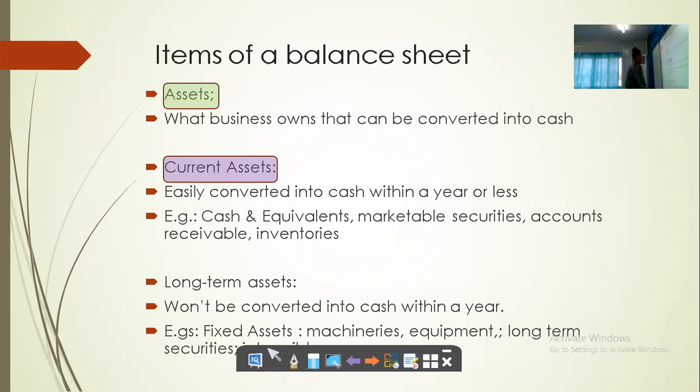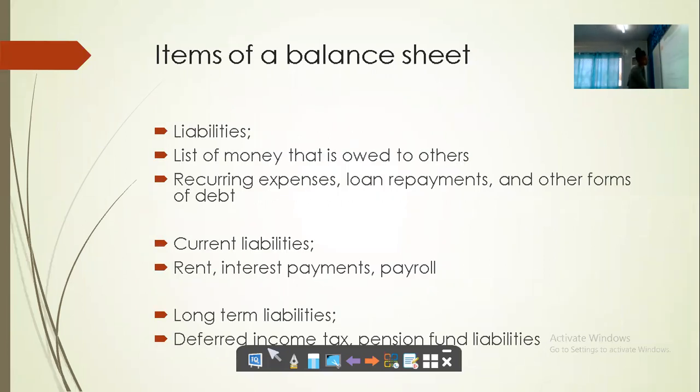You have current assets, which are assets that can be converted into cash within a year or less than a year. And you have long-term assets, which are assets that will take longer than a year to be converted into cash. So take notes here, and then moving on to the other main items that are listed on the balance sheet.